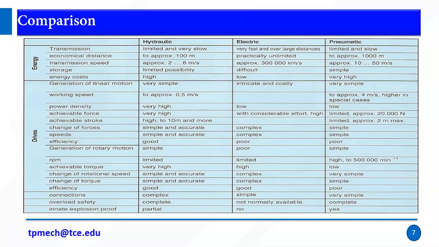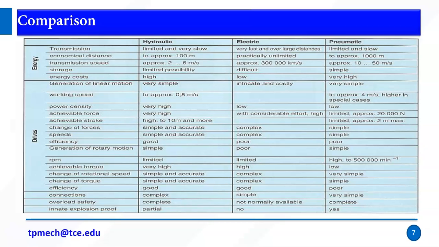The overload safety, hydraulics and pneumatics have complete overload safety. But for electricity there is no availability of overload safety, right? So we use earth. In our home we use an earth line. If there is any over current, it may pass on to the earth wire. But sometimes it may not work, right? So for overload safety, both hydraulic and pneumatics are complete.